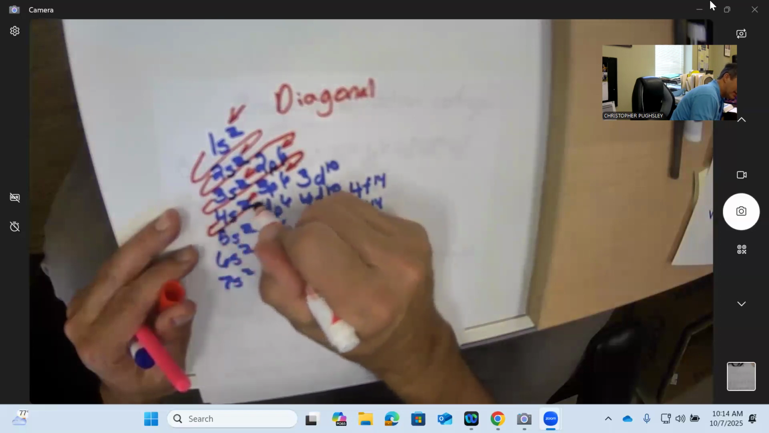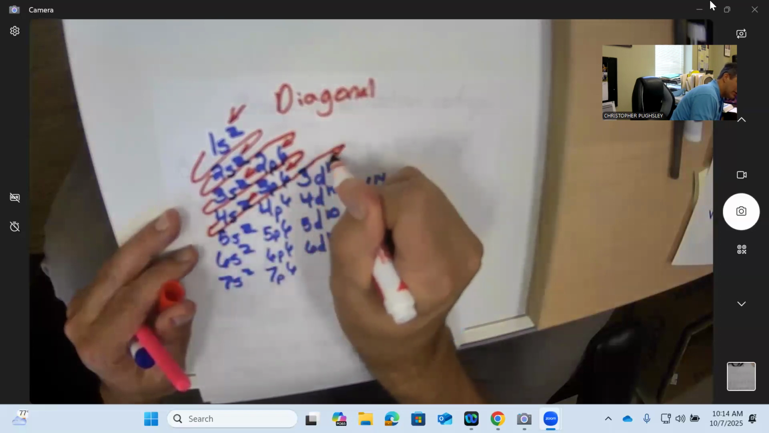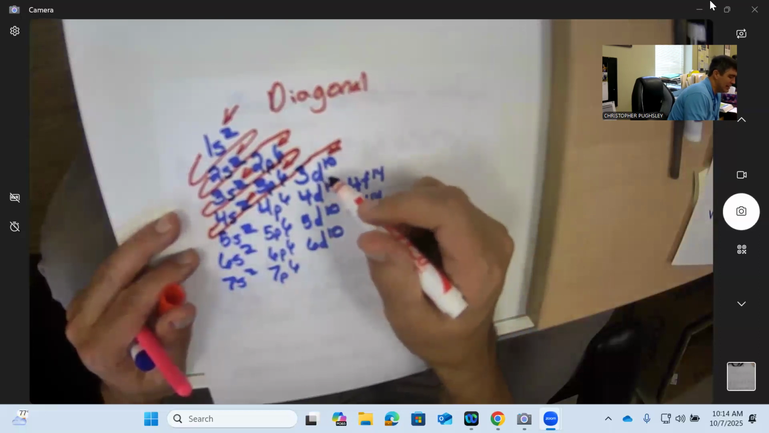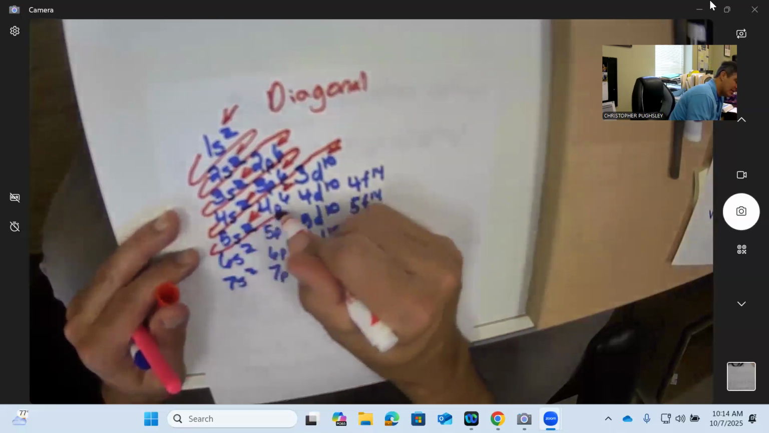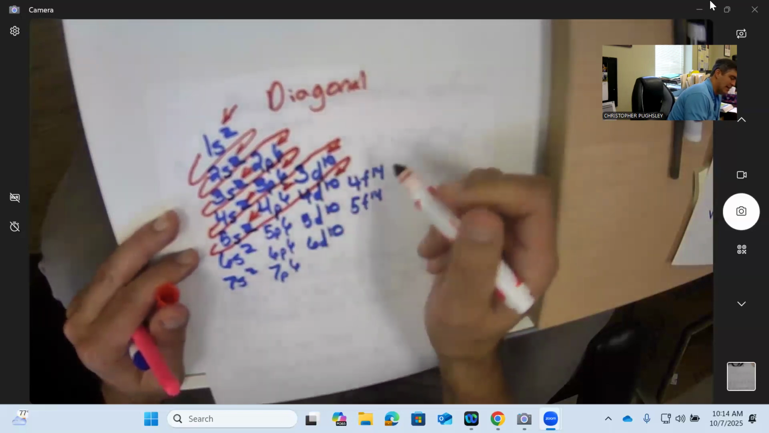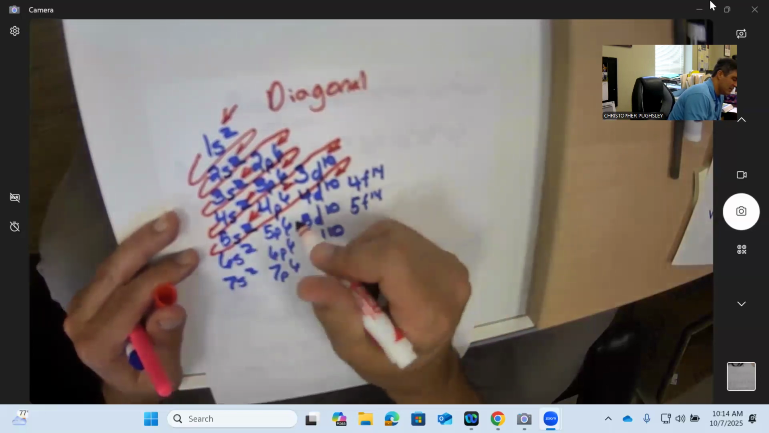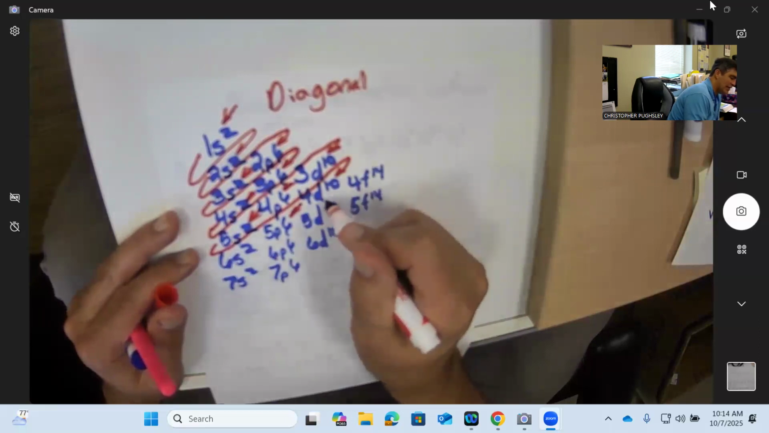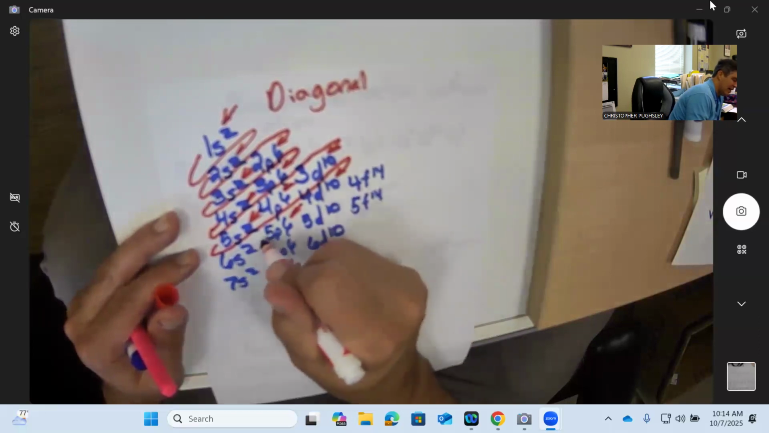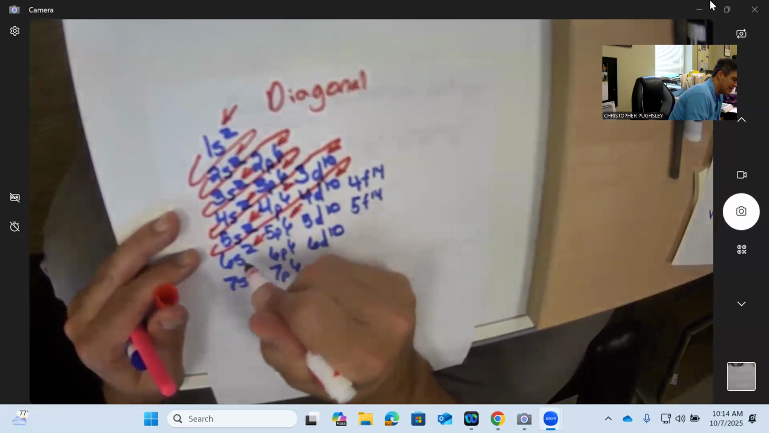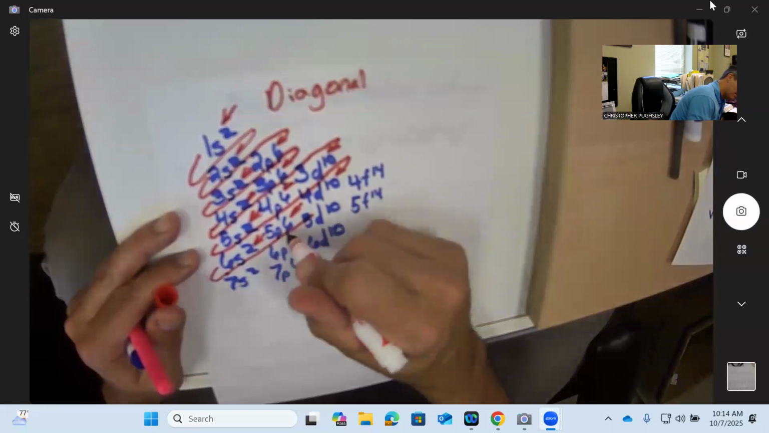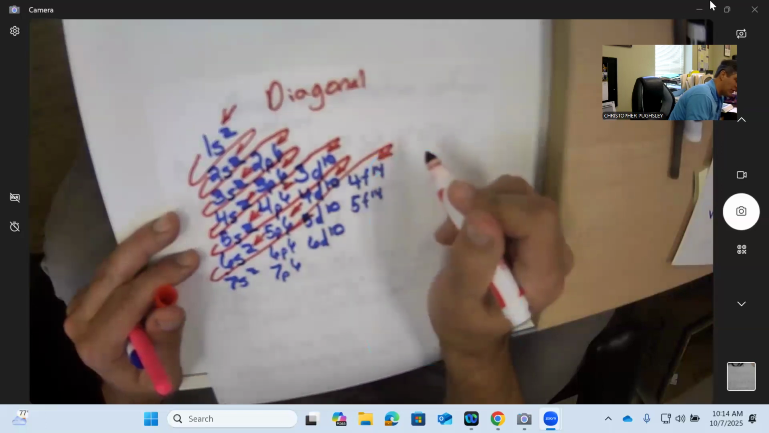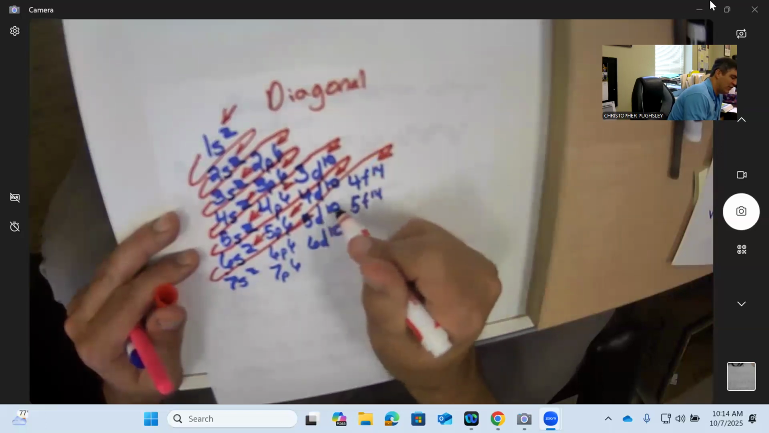Then I go to 4s. After 4s, the next lowest energy for most elements is 3d10. The next one is 4d10 after 5s. After 4d10, it's 5p6. After 5p6, it's 6s2. After 6s2, I go all the way back up and I do 4f14. Then I do 5d10.